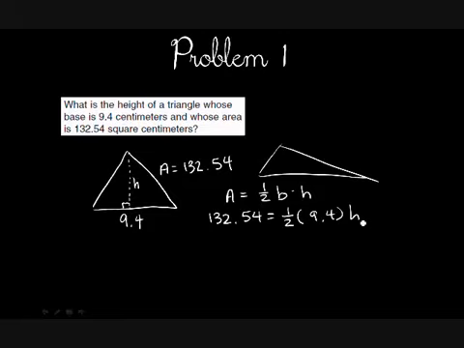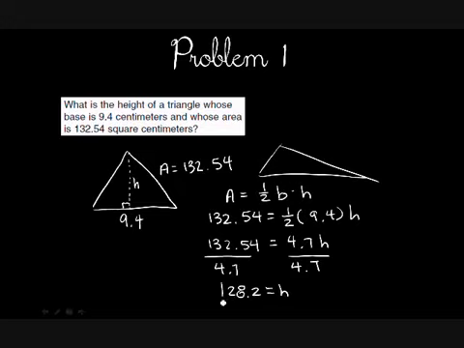So the first thing I'm going to do is get rid of that 1/2 because I know that confuses a lot of you guys. And so 1/2 of 9.4 is 4.7, and I'm going to carry down the rest of the information. And then I just divide both sides by 4.7 to get the h by itself. And you get as your answer 28.2. And so that would be your answer to that problem. We're going to go back and reread the question, make sure we answered it. It says find the height, and so that's what we did, and we're all done.